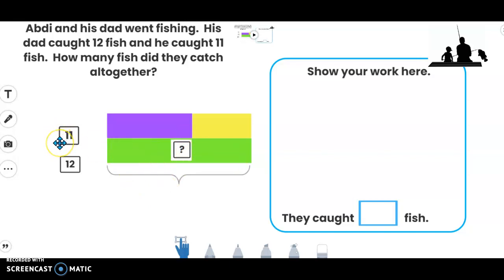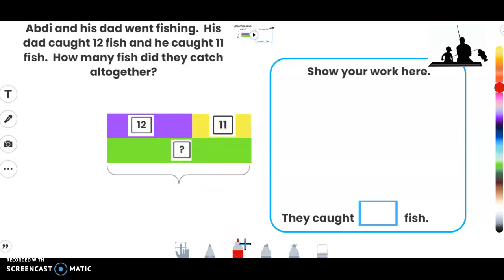So that makes it easy. We know that his dad caught 12 fish, so that's part of the whole, and he caught 11 fish, so that's the other part. Now we just need to combine the two parts to make the whole. And when you combine two things in math, that's called addition. So we are going to add our two parts.